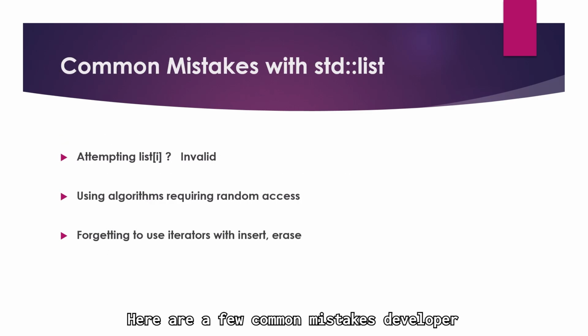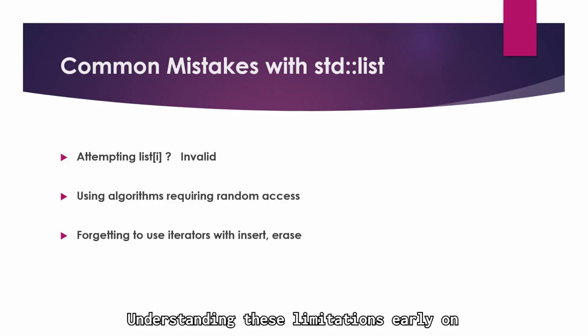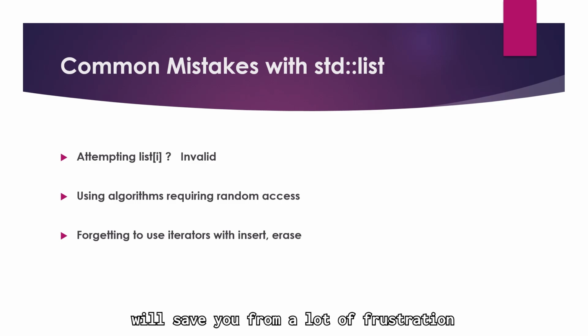Here are a few common mistakes developers make with list. Trying to access elements using list[i]. This will not work. Applying algorithms like sort from <algorithm>. These expect random access, which lists don't support. Forgetting to use iterators with functions like insert and erase leads to compilation errors or runtime bugs. Understanding these limitations early on will save you from a lot of frustration later.